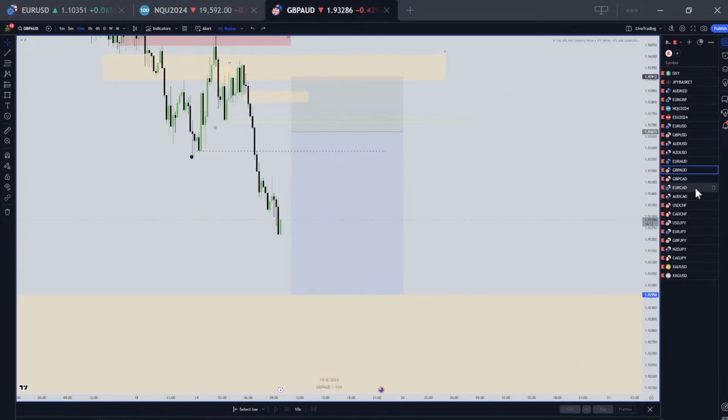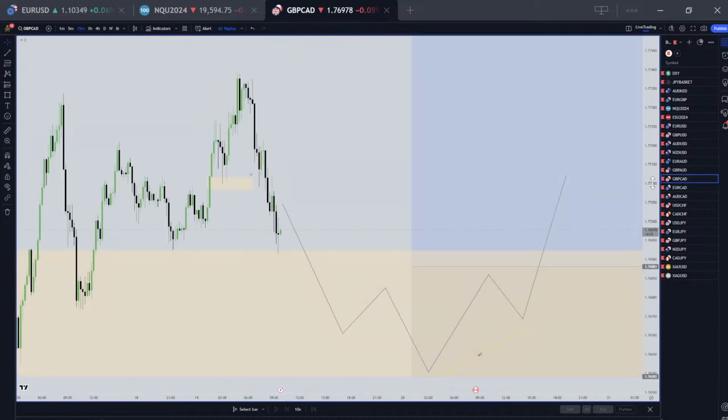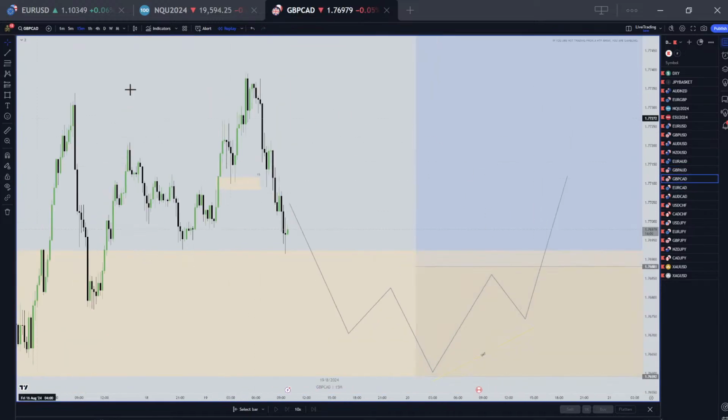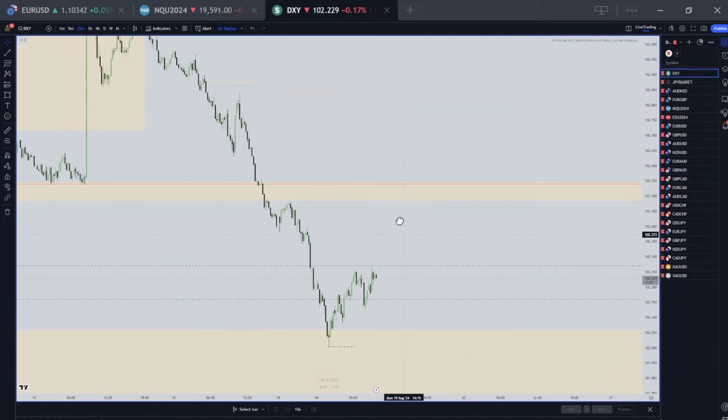In the meantime, on the other pairs, for tomorrow is very nice. Yes, there's not much more I'm looking at currently, actually.